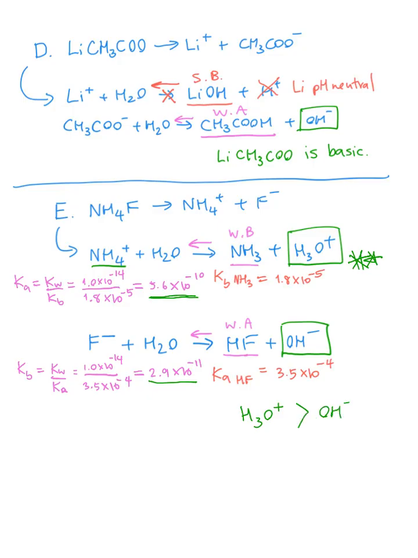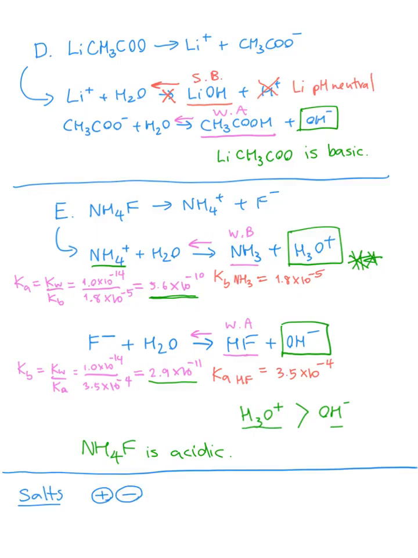So we can conclude that the salt of ammonium fluoride would be an acidic salt because it produces more of the hydronium ions than hydroxide ions. In summary, a salt is composed of a cation and an anion.